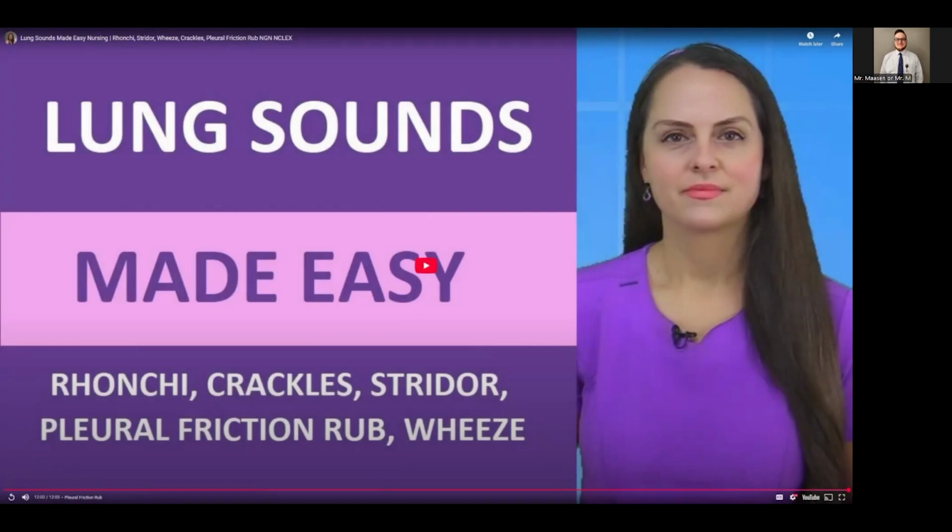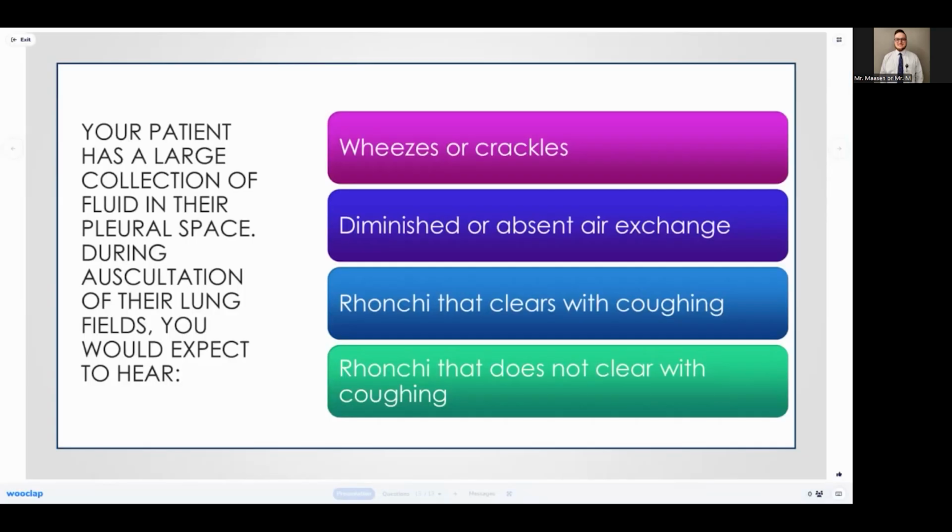All right, continuing on here. So if you have a patient who has a large collection of fluid in their pleural space, during auscultation in the lung field, you'd expect to hear what, if you had these options anyway?